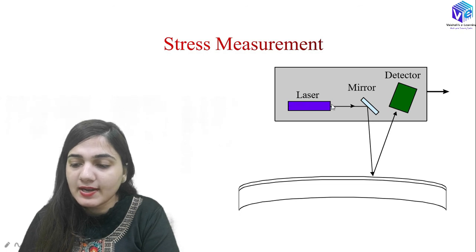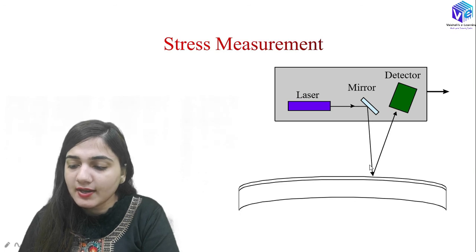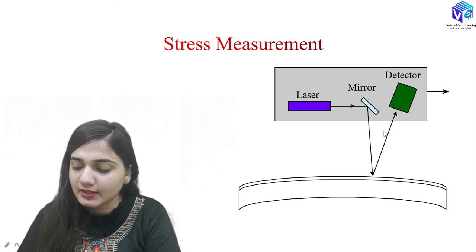So this is my laser, this is my mirror, or the reflecting surface. The laser is going to send the light, and it is going to reflect from the wafer and the thin film over it, and here I will have the detector.